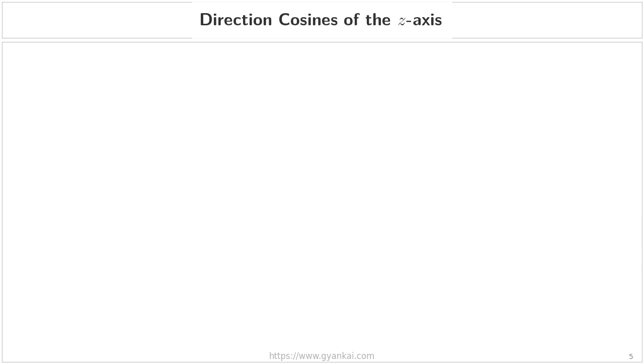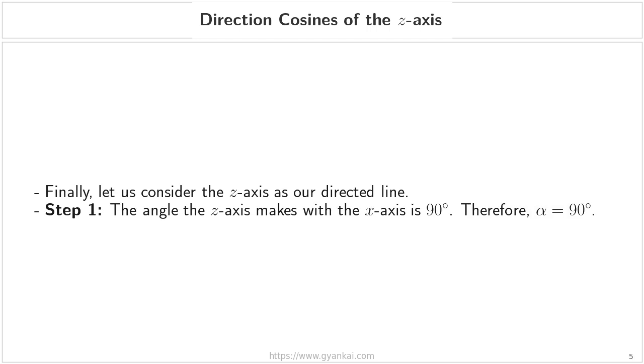Direction cosines of the z-axis. Now that we have successfully determined the direction cosines for the x-axis and the y-axis, let us complete our set by looking at the final axis. Finally, let us consider the z-axis as our directed line. To find its direction cosines, we will follow the same systematic approach we used in the previous slides.